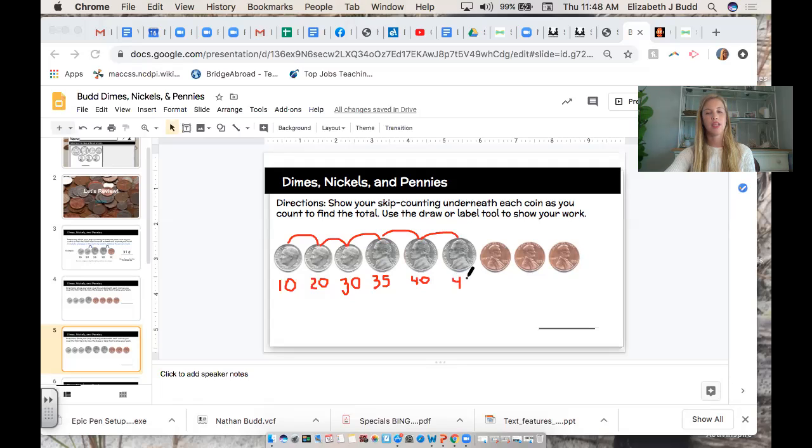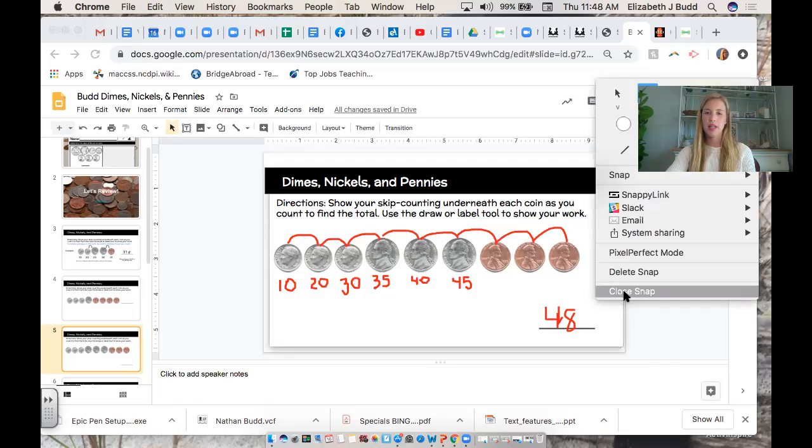All right, and then we get to our pennies, and I notice we don't have to write down every single one of these ones. Let's just do it together. Count with me. We're going to add 3 pennies to 45. Here we go. 46, 47, 48. So our total value of the coins here in front of us is 48 cents. Okay, 48 cents. All right, I'm going to stop right there.